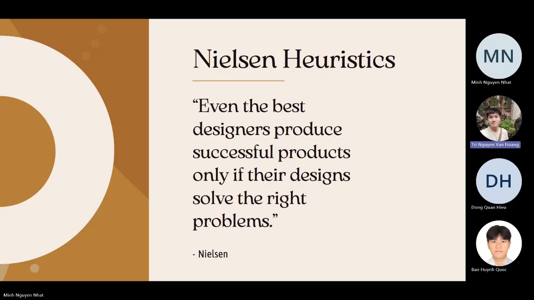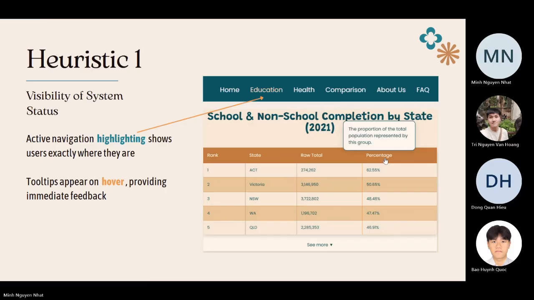So we ensure that our application follows each and every one of Nielsen's 10 usability heuristics. Keep in mind, there are certain elements of the website that satisfy multiple heuristics all at once. So let's begin with the first one, visibility of system status. Our website excels at keeping users informed about what's happening through clear visual feedback. Some key features include active navigation highlighting that shows users exactly where they are. We have filter selections that are visually indicated when applied. We also have tooltips that appear on hover, providing immediate feedback.